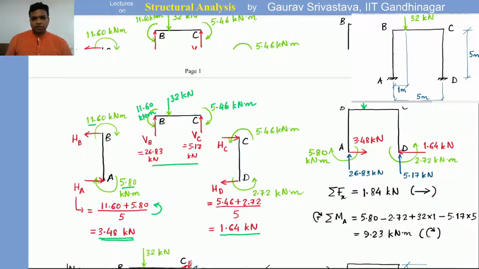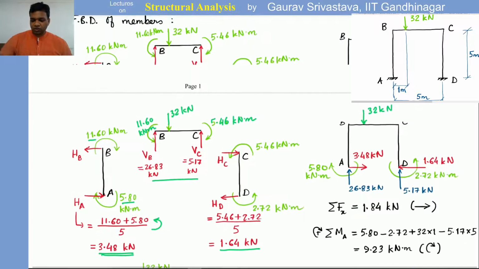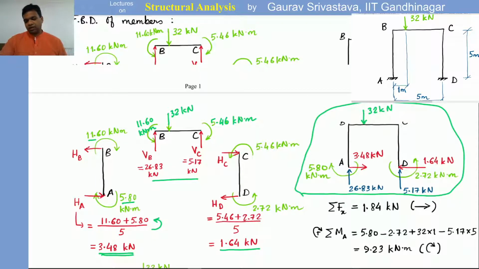Now we can combine all of that and draw the overall free body diagram of the system. In this, what we see is that the vertical force balance is not a problem, that is satisfied. But if we do horizontal force balance, which is summation of Fx, that will be 3.48 minus 1.64. So there is a net horizontal force of 1.84 kilonewtons towards the right.